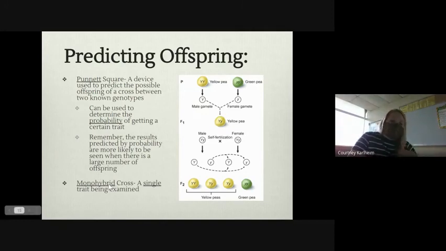And then just another term, monohybrid, mono meaning one, is a single trait that we are looking at. So looking at seed color or looking at seed size. Instead, a dihybrid would be looking at both of them together. But all we're going to work on is monohybrid, where it's single traits.